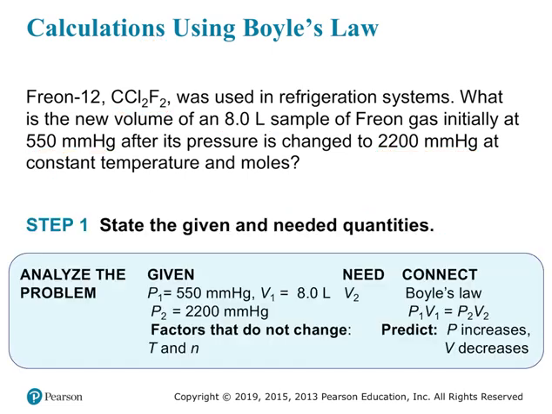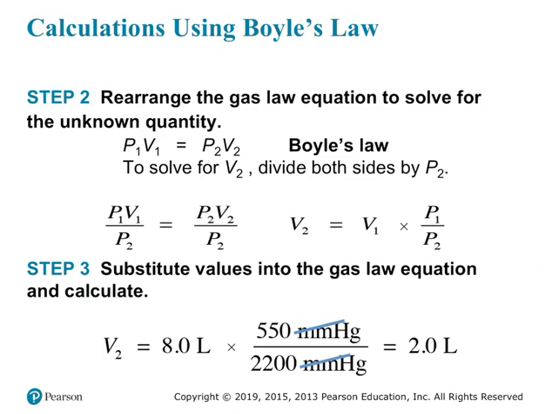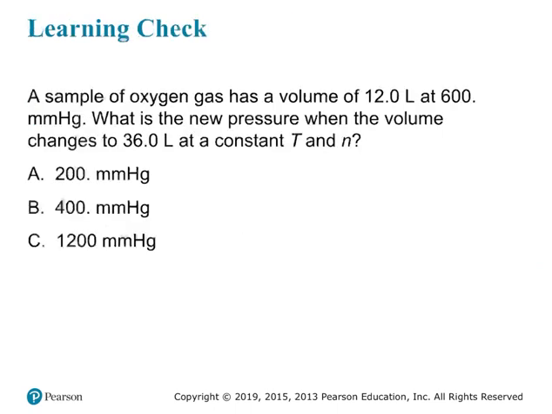All right. And here are the solution slides if you need those later. So let's do another problem. A sample of oxygen gas has a volume of 12 liters at 600 millimeters of mercury. What is the new pressure when the volume changes to 36 liters at a constant temperature and amount of gas? Remember, lowercase n stands for amount of gas. Okay, and then we have some multiple choice options here. If you want to try this problem on your own first, feel free to pause the video, and then when you unpause, we'll go over it together.